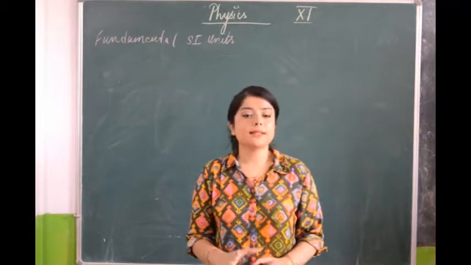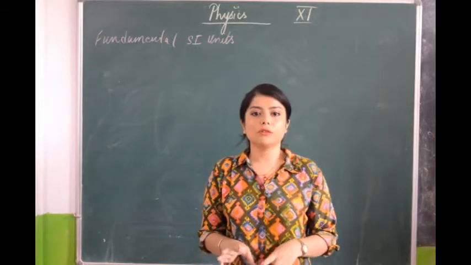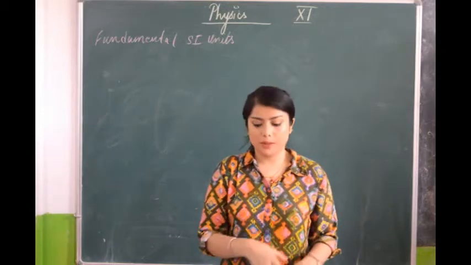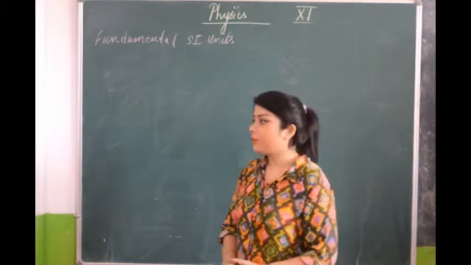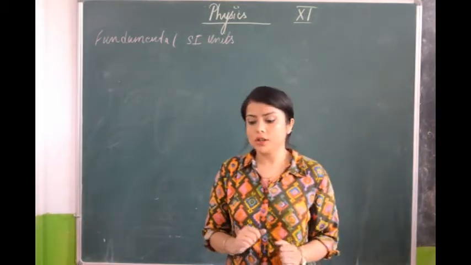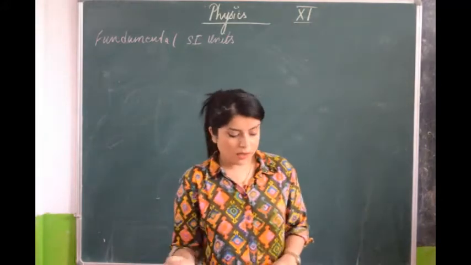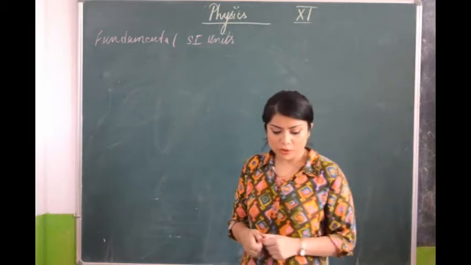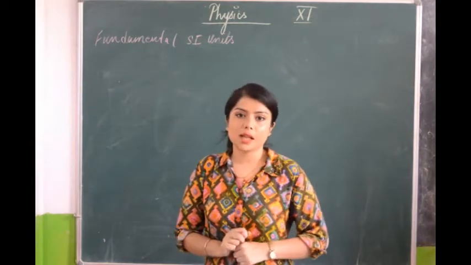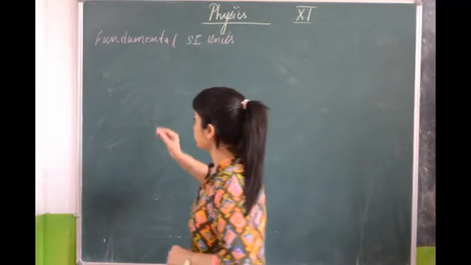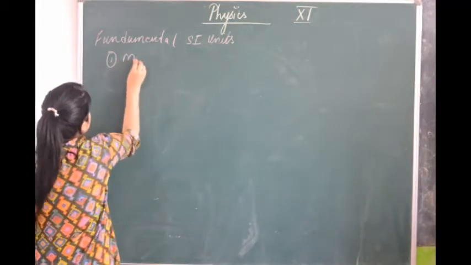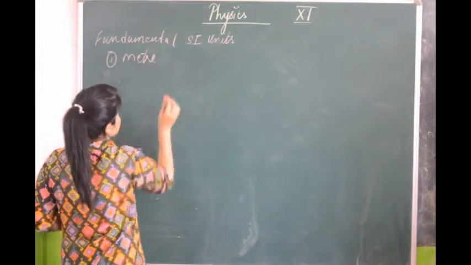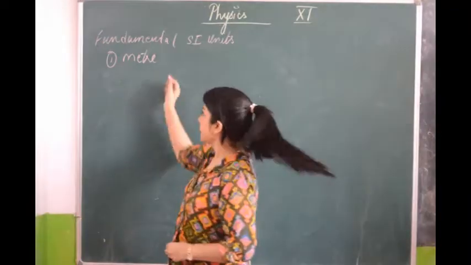Today we will study in detail about SI units and how to convert from one to another. So we'll start with fundamental SI units. I have already told you that fundamental SI units are those which cannot be derived. They already exist. The first one is the fundamental SI unit for length, that is meter, denoted by m.